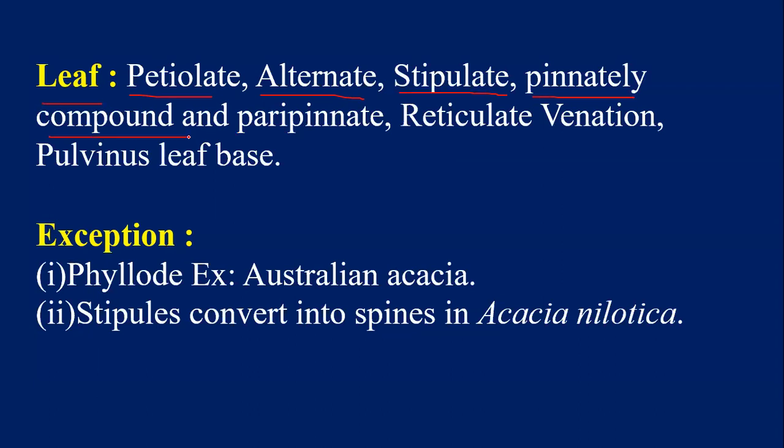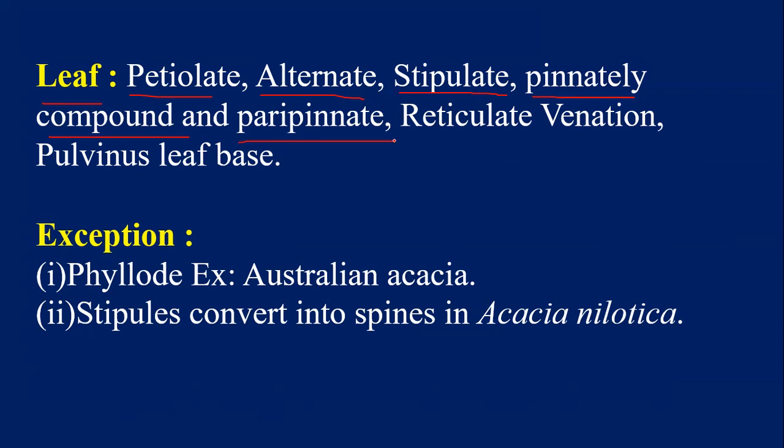What do you know about palmately compound and pinnately compound? Pinnately compound leaves have a main axis, only one main axis, or 2, 3 main axes. The main axis bears many leaflets. Try to understand: a main axis with several leaflets. Such a leaf is called a pinnately compound leaf.